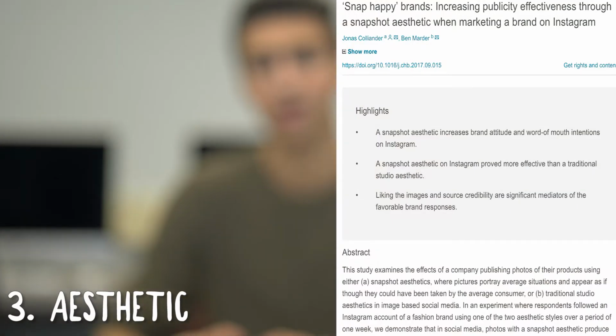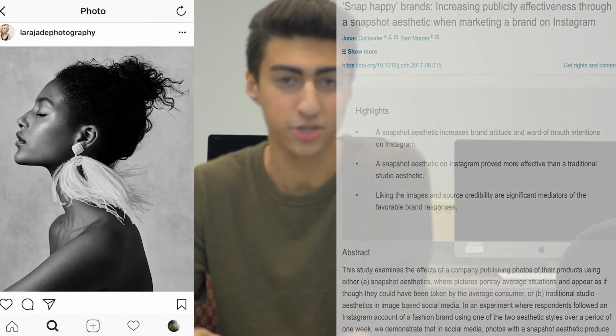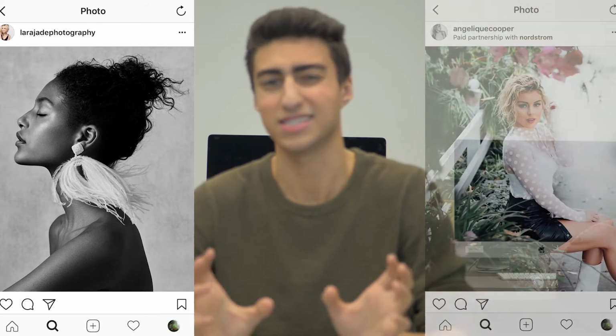This next study compared professionally shot studio pictures with pictures that have a snapshot aesthetic. These pictures are taken of average situations or look like your friend that knows photography took them. Between these two categories, what seems more credible? What do people want to recommend to their friends more? What makes you think better about the brand? And of course, who gets more likes?